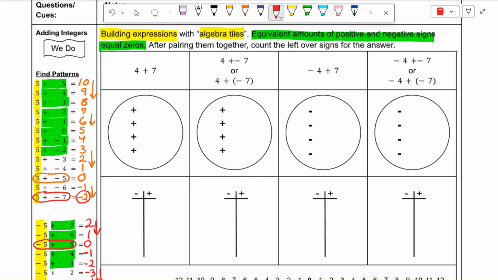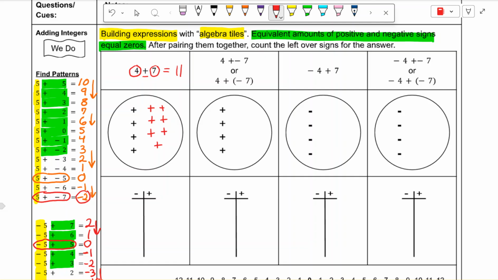All right, so this is how it works. This is the universe of zero, it's already been populated with 4 positives. See the 4 positive signs? Those are called algebra tiles. Then it says to add 7 more positives into the circle. So we'll add 7 more positives. 1, 2, 3, 4, 5, 6, 7. All right, we're looking to pair positives and negatives together. There are no negatives. And so we're going to count how many positives are left over. And after counting, we find out that there are 11.